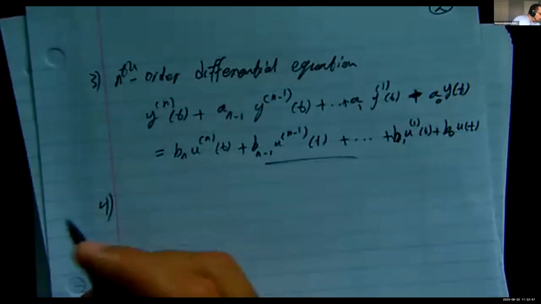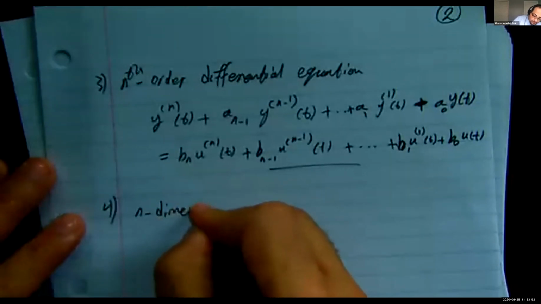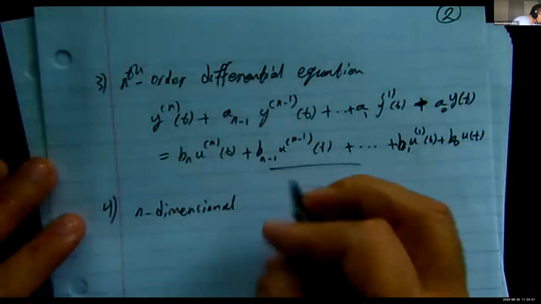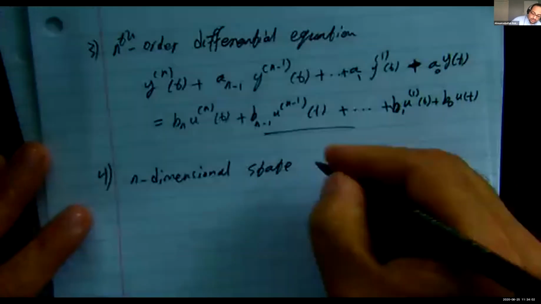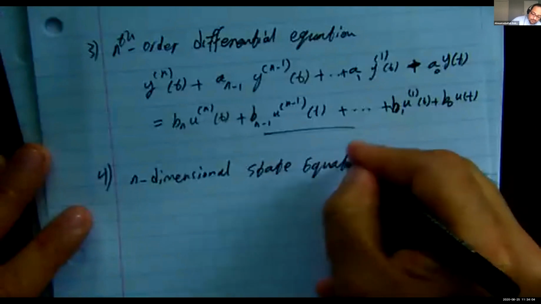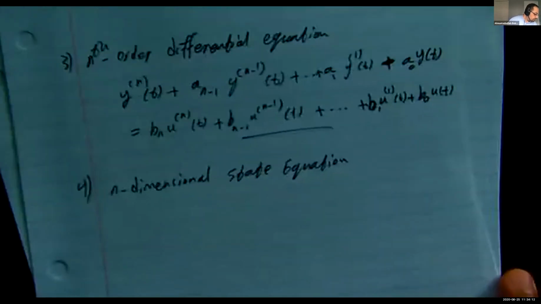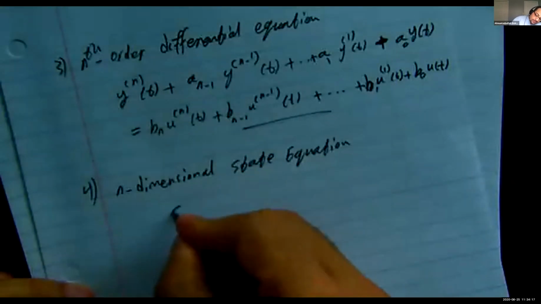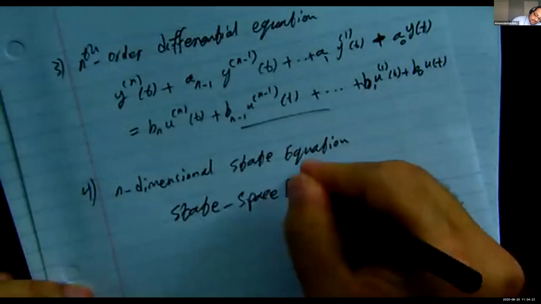Okay, the fourth one is the n-dimensional state equation. In this case here, sometimes we call it state space representation.